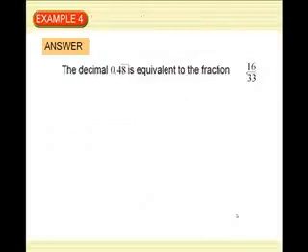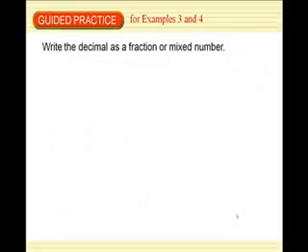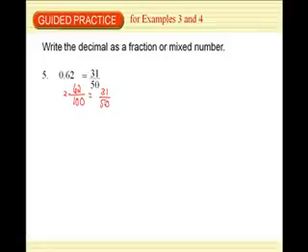Write the decimal. So 0.62 is 62 hundredths. And then we need to reduce that. They're both even, so we can divide them by 2. 31 over 50. Done. -2 and 45 hundredths. We can divide them both by 5 at least. Let's go -2 and 9 twentieths. Yep.